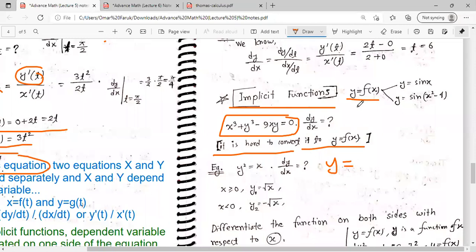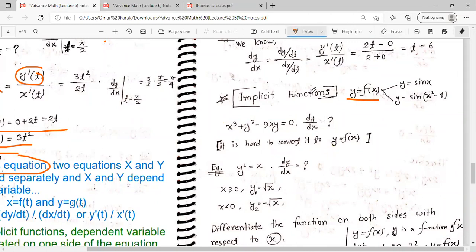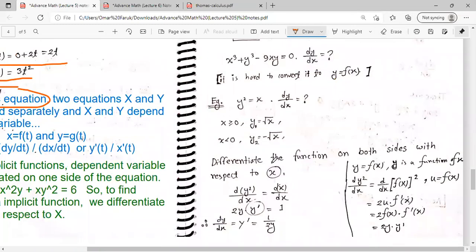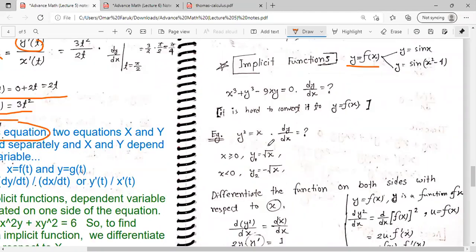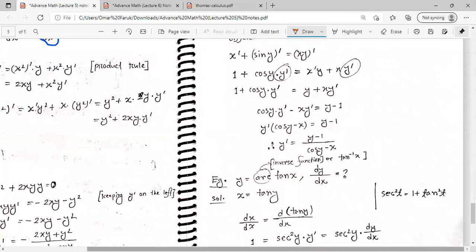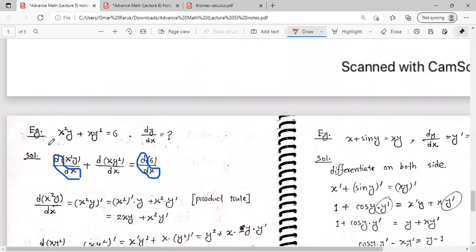And to differentiate an implicit function, we have to differentiate the whole function on both sides. Okay, you have to differentiate the function on both sides. Like this example here, we have x square y plus xy square is equal to 6. So we have to take the derivative of this function with respect to x. So this is an implicit function because it is too hard to keep y on the left side and everything else on the right side. Okay.